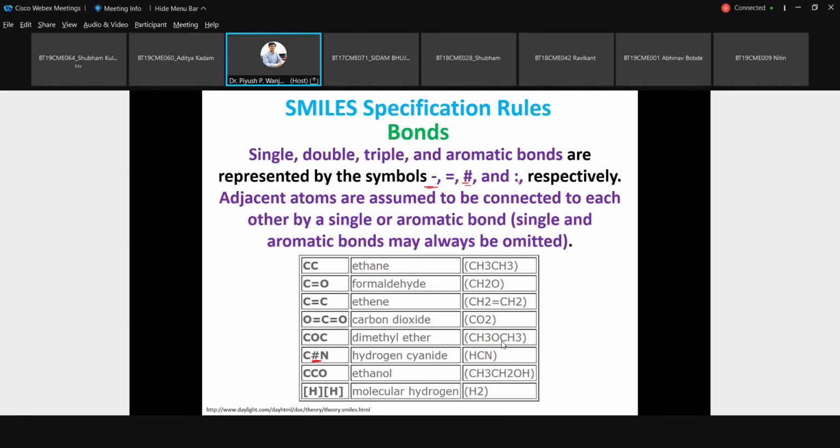And for the aromatic bond, many times you write the small letter, but if you want to keep the capital letter itself, between the two C you can have the colon symbol. Even though you have written it in capital representation, if you put a colon between them, it means you are dealing with an aromatic structure.